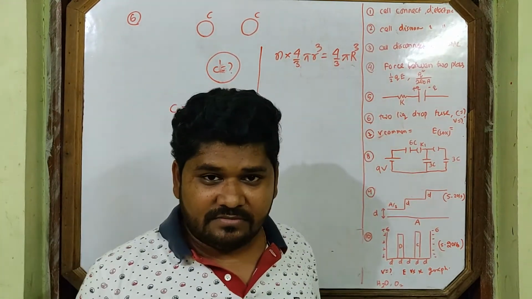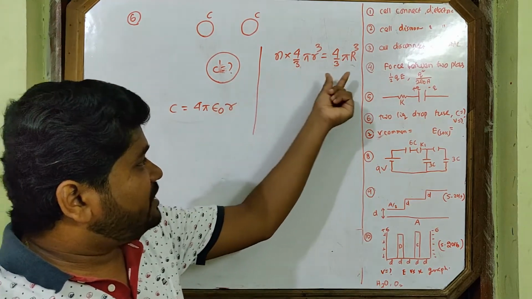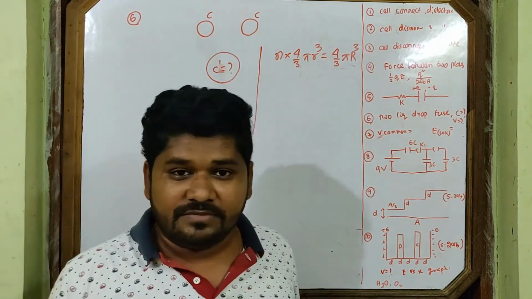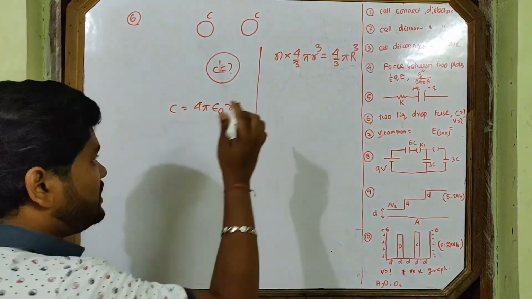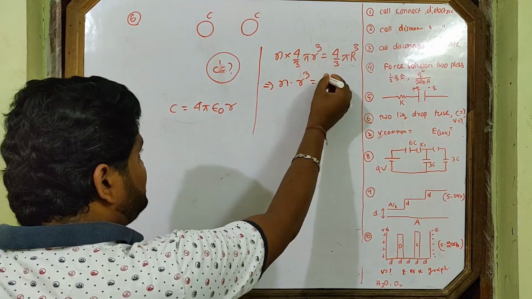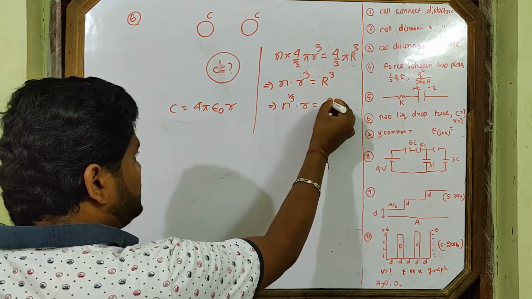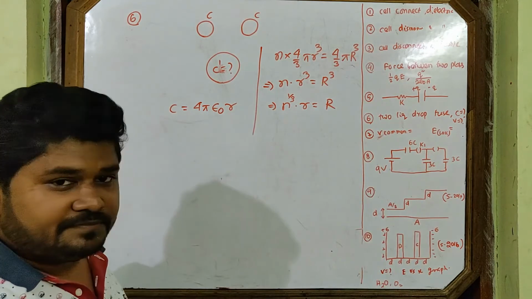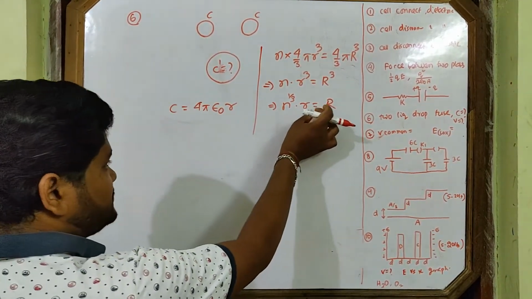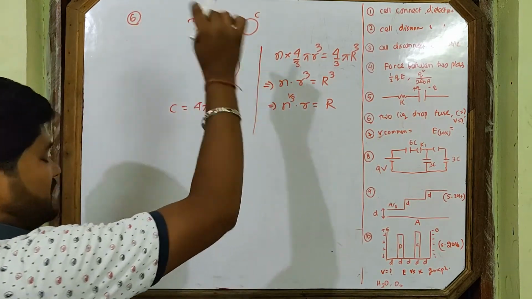This is one important line. This big drop's volume, and this is the small drop's volume into the number of drops. Volume must remain constant. So what happened here? The 4 by 3 pi cancels. N into r cube is equal to R cube. N to the power 1 by 3 into small r is equal to capital R. Understand? Okay. So this is the relation between small r and capital R. This radius is small r, but this radius is capital R after fusing.